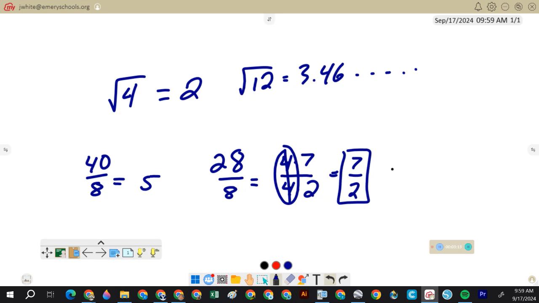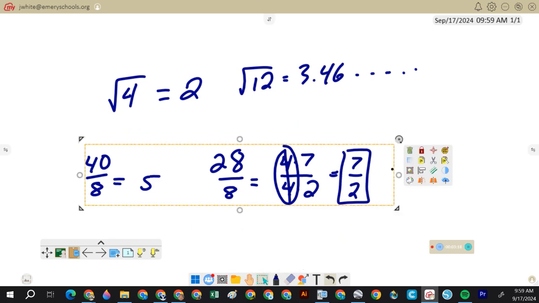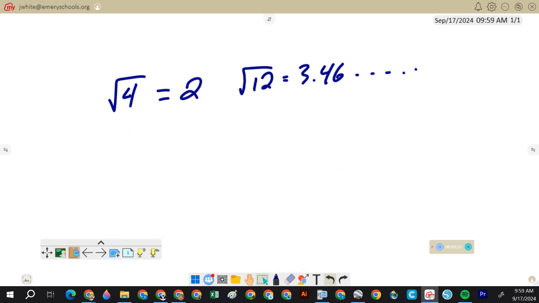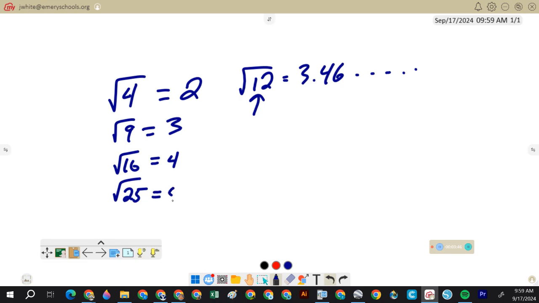Okay? Well, the same sort of thing happens with square roots. There are an infinite number of ways to write the square root of 12. Okay? So we need a way to simplify them so everybody gets the same value. And what we're going to do is pull out what we call the perfect squares. So the square root of 4 is 2, the square root of 9 is 3, the square root of 16 is 4, the square root of, what's the next one? 25 is 5, the square root of 36 is 6.